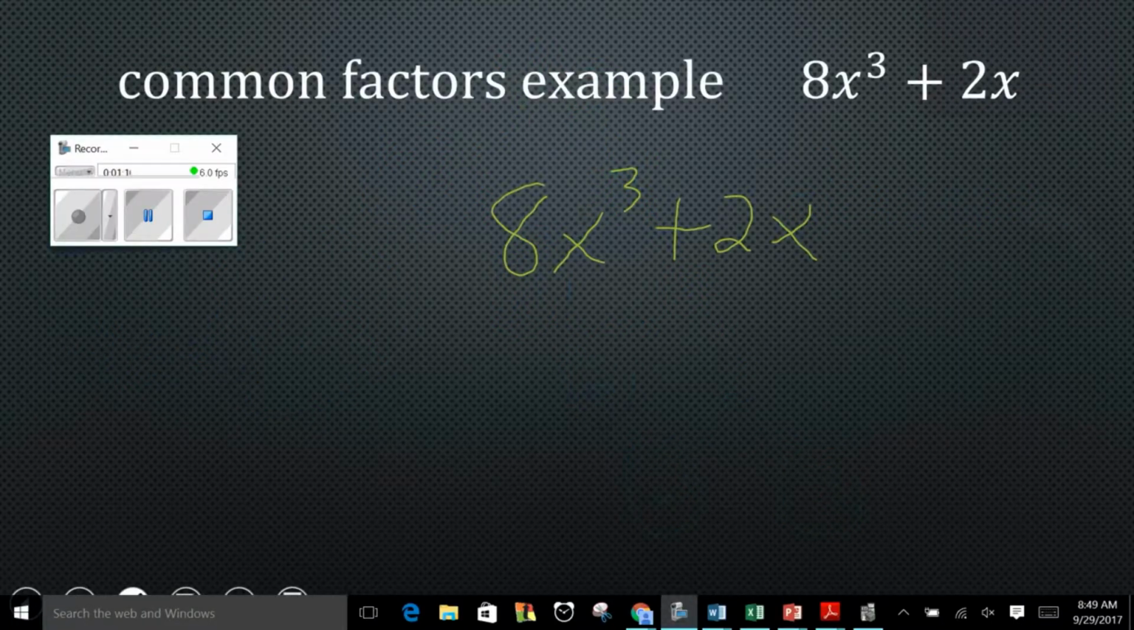Okay, the next example we're going to look at is a polynomial. This is a cubic expression, 8x to the 3rd plus 2x. So when we're asked to factor this, we're going to look for things that are common. It's basically backwards distributive property is what I call it here. So we look at the 8 and the 2, and we say what's the biggest number that divides both 8 and 2? Well, that's going to be a 2.